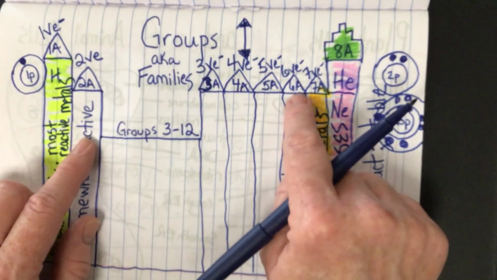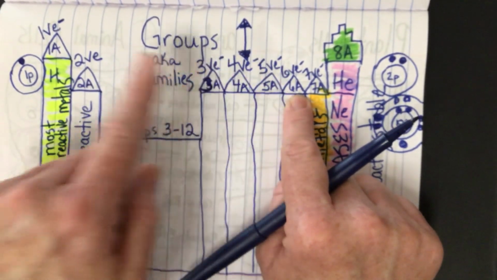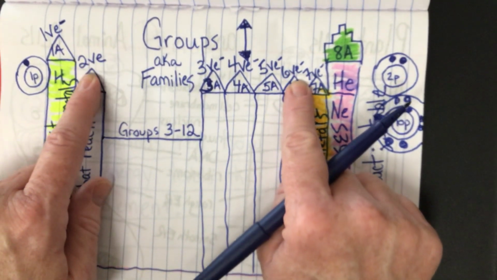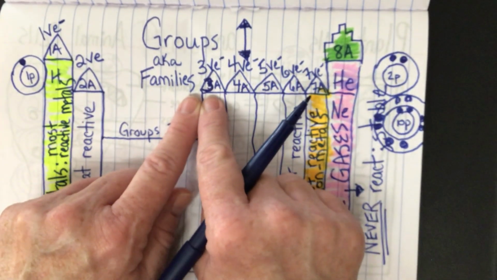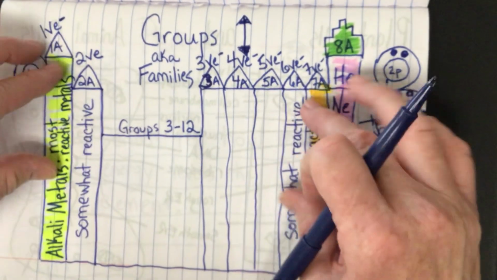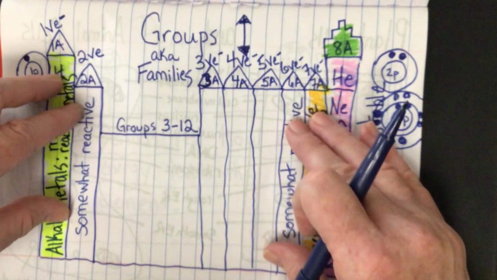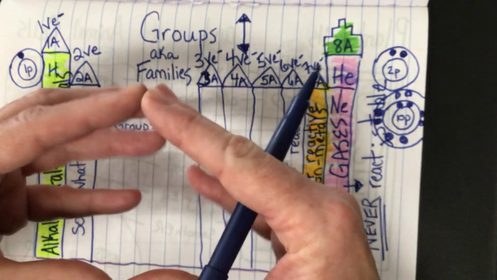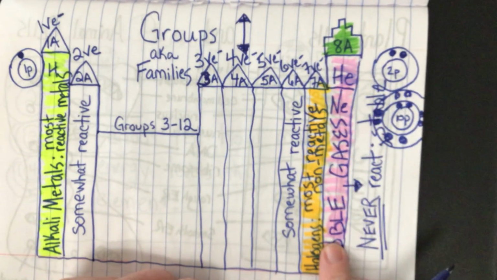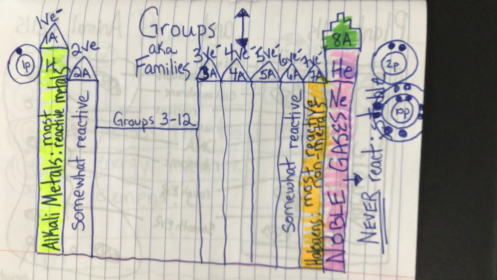Now these guys right here have 6. They will often pair up with these 2. So if you get 6 and 2, what do you get? 8. So these elements, especially these 4 groups, combine. It's called bonds. They form bonds to be more like these guys, which are perfect.